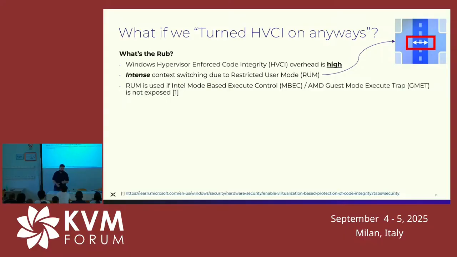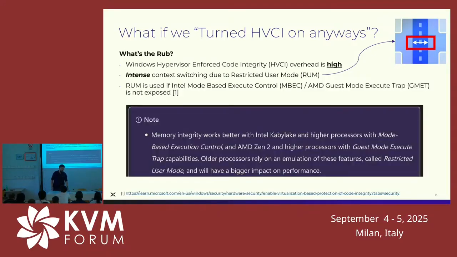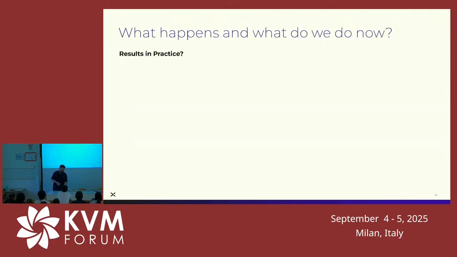So if you don't have MBEC or GMET, which the longhand form is mode-based execute control, or guest mode execute trap on AMD, if you don't have those features exposed, you will run smack into this. And this is all the little Microsoft documentation says about it. It says, hey, if you've got a certain processor, you've got to have these features. And if you don't, it might have an impact on performance. It doesn't tell you how much, right?